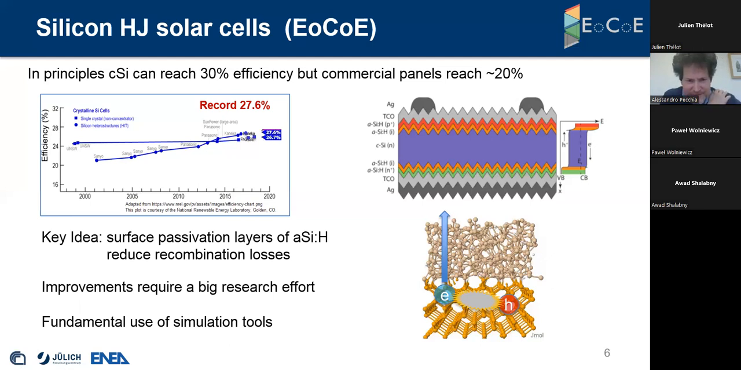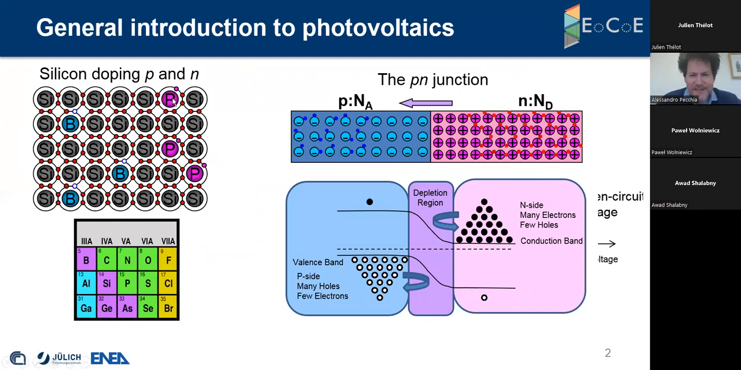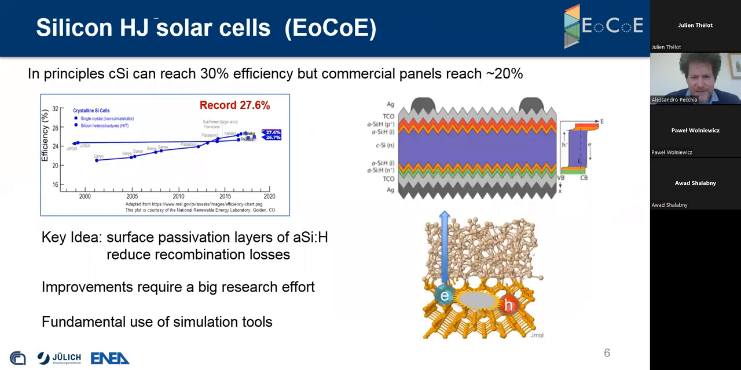So build a PN junction, but separate this interface somehow with an intrinsic amorphous silicon thin layer. Remember that doping is also introducing impurities. Doping is a nice thing to do, but you also introduce impurities in the material. So these impurities in the end are also recombination centers, and they tend to favor recombination losses. So one idea is exactly to make an intrinsic layer that separates the PN junction from where you generate photocarriers. And this surface passivation layer of intrinsic amorphous silicon is able to reduce the recombination losses a lot.